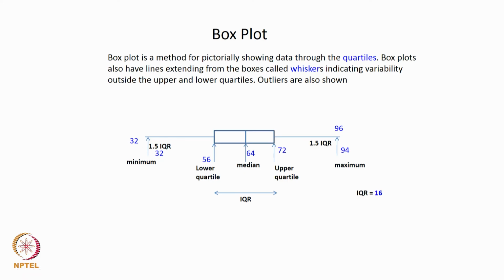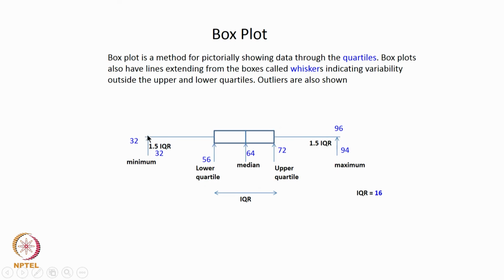So, it coincides with 32, which is shown here, which is the minimum. Now, all the data points which are between 72 and 94, note that the maximum is 94, we do not have values more than 94. Therefore, in this box plot this can end with 94 itself because we do not have anything more than 94. Though 1.5 times IQR is 96, here we can end this with 94 because the maximum is 94. Here it coincides with 32 and therefore, it ends with 32.